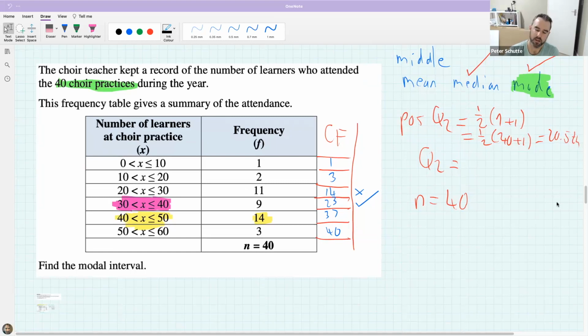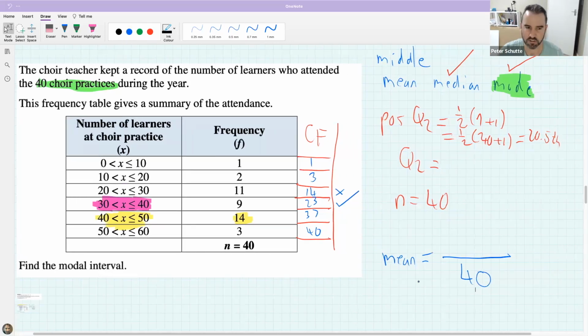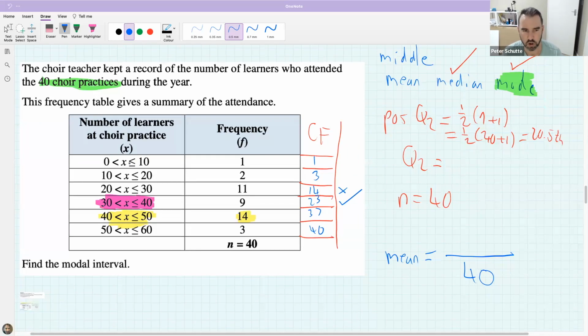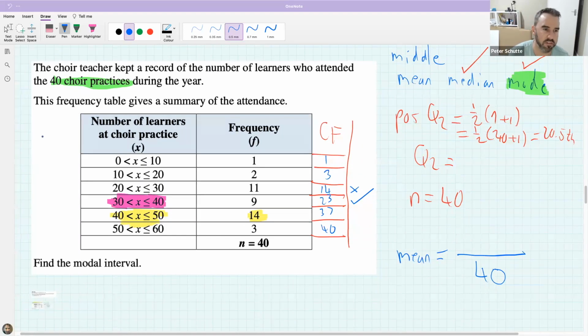Okay. Now, the last one is a bit more tricky because I need a mean, but in this data set we don't have actual items. We only have intervals. We know that there's one data item here. We know that there's two items in this range, but we need an estimate, because normally with the mean, you divide by the number of items, which is 40. Okay, there's 40 items. But for this next bit, you're going to have to add up all the items, and we don't even know what the items are. So what we do is we find the midpoint of the interval, and we use that as our estimate.